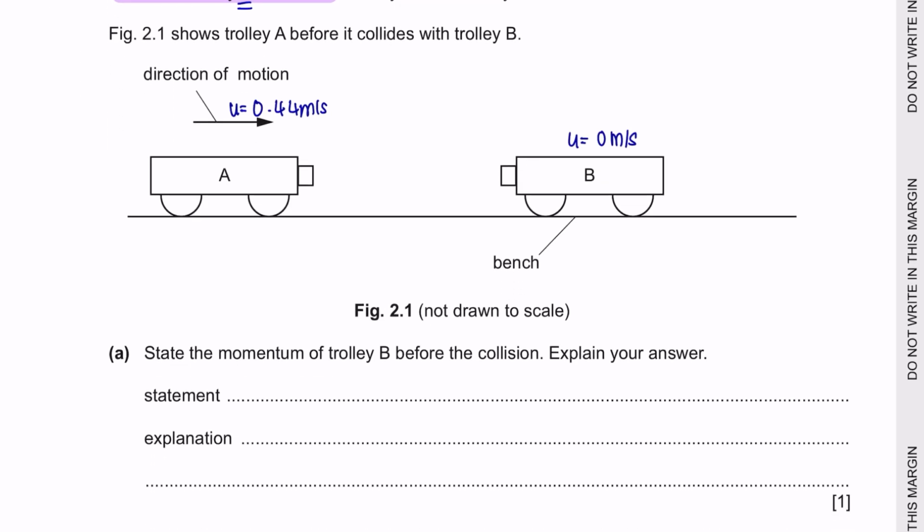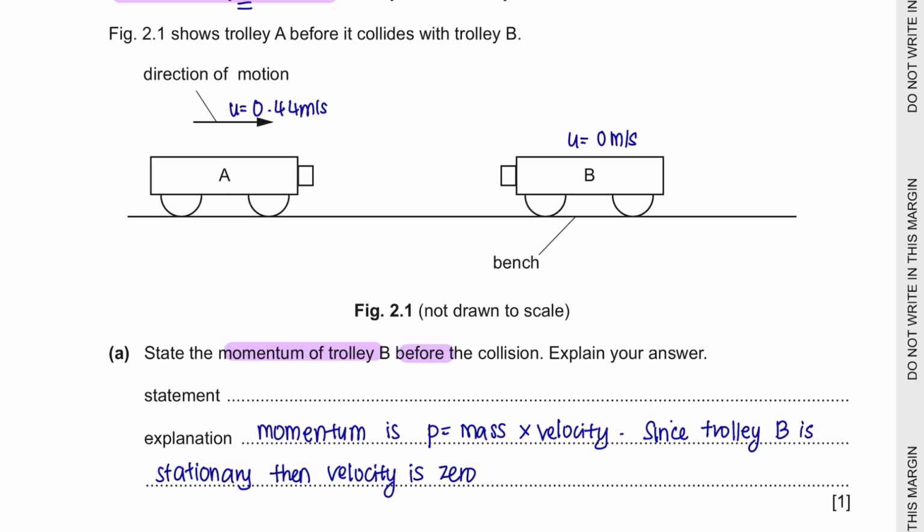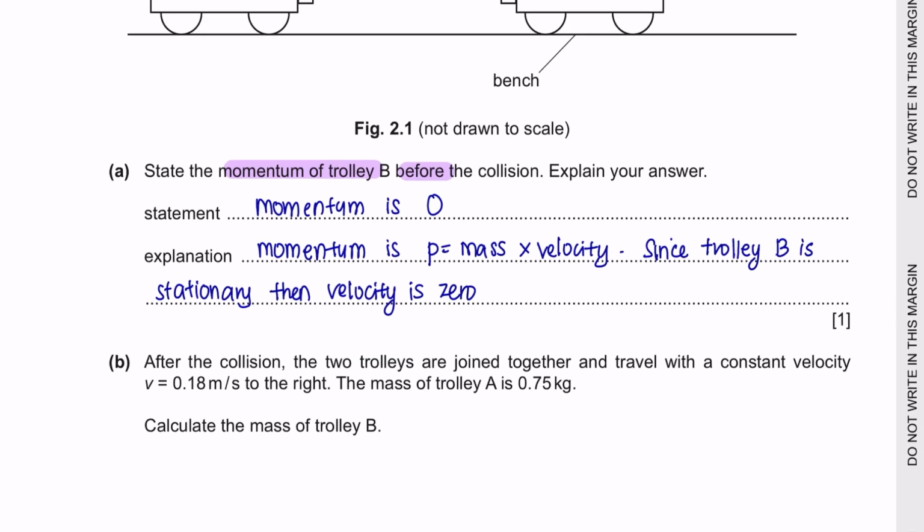Question A. State the momentum of trolley B before the collision and explain your answer. Now, momentum is given by mass times velocity. Since trolley B is stationary, the velocity is equal to 0. Therefore, the momentum of trolley B will be 0.